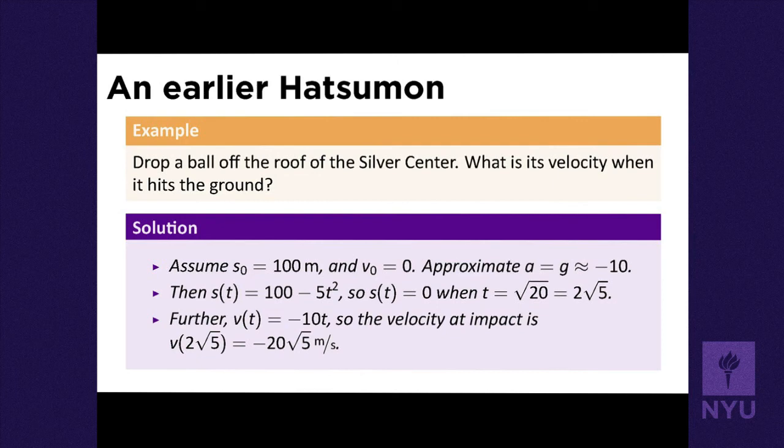So, if we want to find the velocity at that time, we take the velocity equation, which is -10 times t. Right? That's the derivative of this. So the velocity at impact, when t equals the square root of 20, is just -10 times 2 times the square root of 5. So it's -20 times the square root of 5 meters per second. Okay? Questions about that one? Not so bad, right?